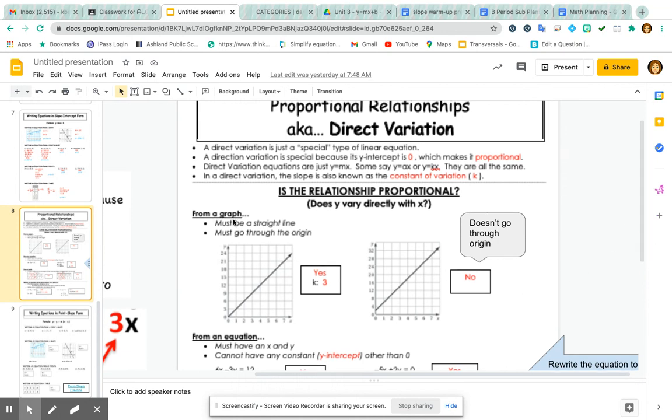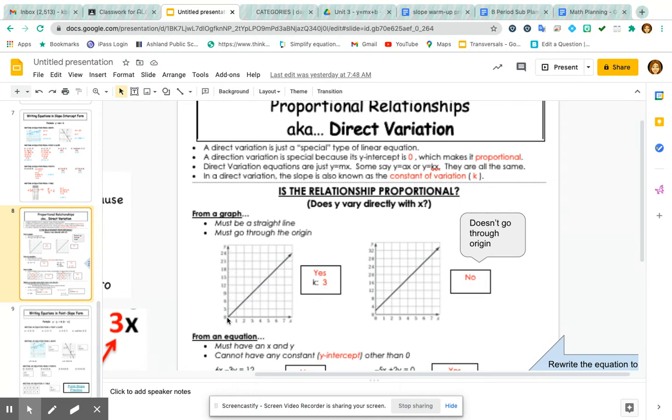From a graph, it's very simple. It has to be a straight line, and it has to go through the origin. If it's a straight line and it goes through the origin, then it is proportional or a direct variation. So this first graph here is a direct variation because it's a line and it goes through our origin. If you're asked to give the k, that's another name for slope. So you're just being asked to find the slope.